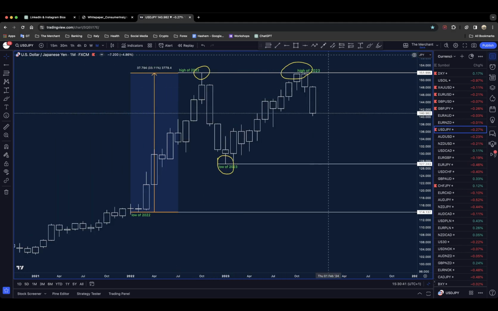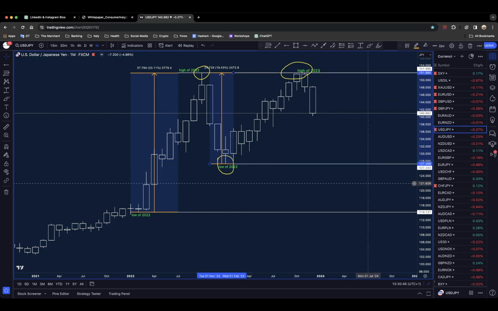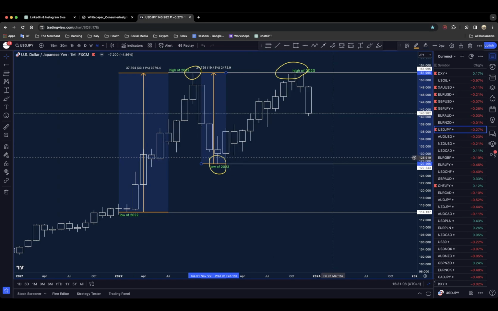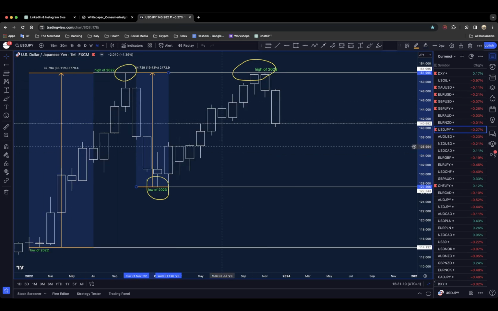But let's measure the movement of 2023, which obviously is going to be less than what happened in 2022. This is all 2022. This is 2023. Here we talk about 2,400, let's say 2,500 pips, around 19.5%. Here 33%, 3,780 pips, or let's say 3,800 pips. Why? This is also because of the slow movement on the DXY, which is impacting this pair, because here we talk about USD JPY.